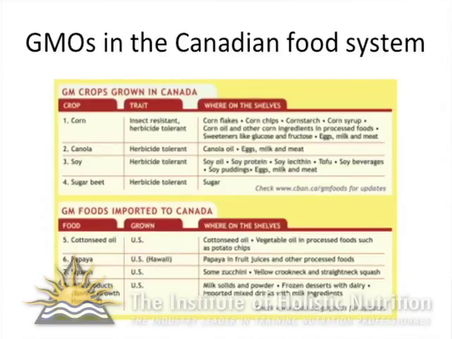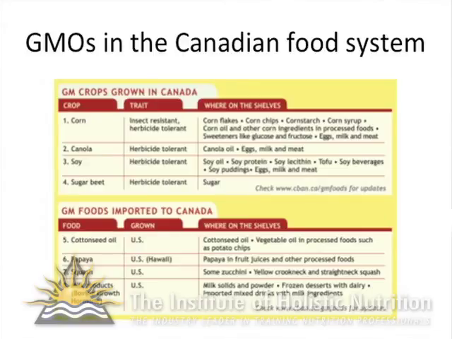And so what is actually genetically modified in our food system, especially in Canada and the US? And I think people often think that it's this huge long laundry list of foods, but it's actually quite short. So you might be surprised at the length of this list. So we actually grow corn, canola, soy, and sugar beet in Canada, quite a bit of it, genetically modified. And then we import cottonseed oil, papaya, some squash, zucchini, and some milk products from the States.